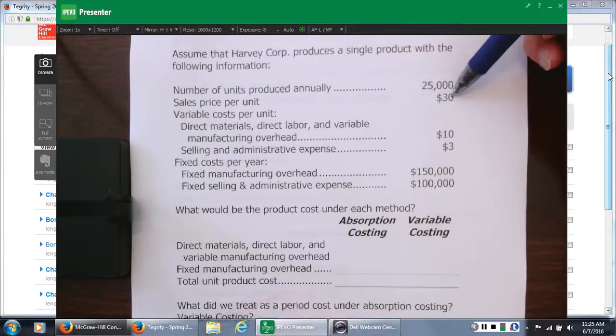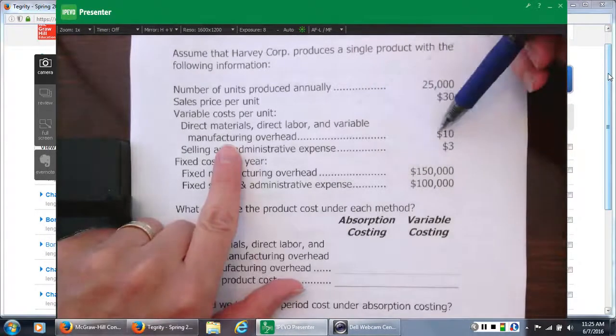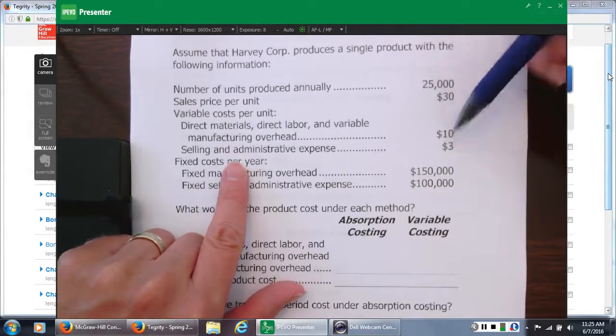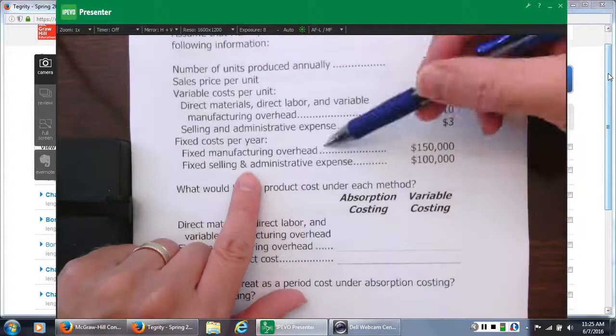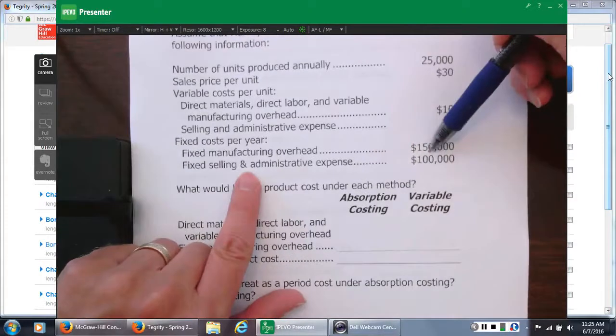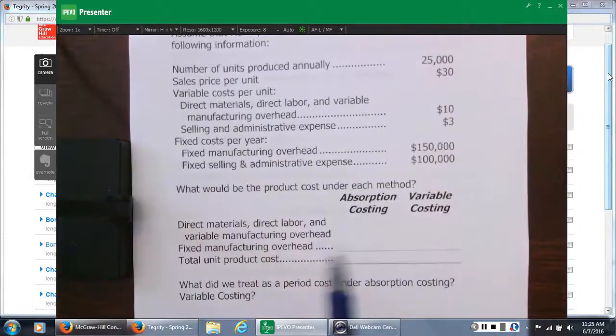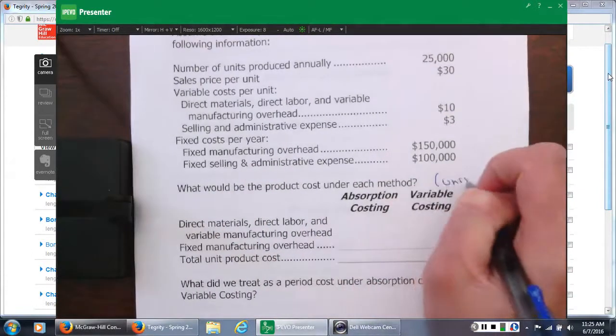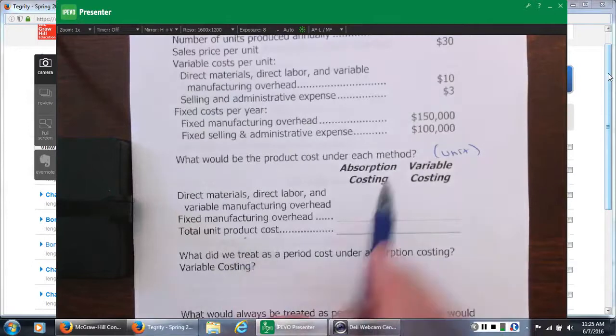Here's the sales price. $10 of variable overhead, direct labor, and direct materials per unit. We have selling and admin expenses of $3 per unit. We also have our fixed overhead of $150,000 total, and fixed selling and admin expenses of $100,000. So now what we're going to do is calculate the unit product cost under both scenarios.